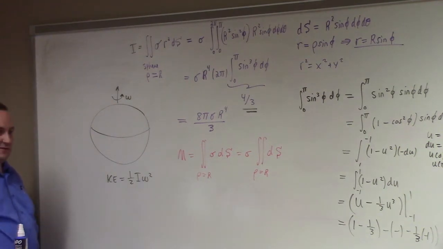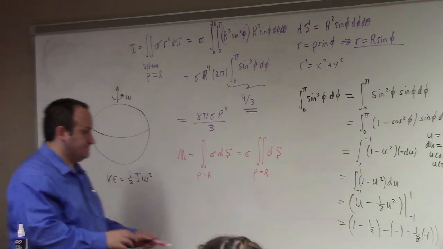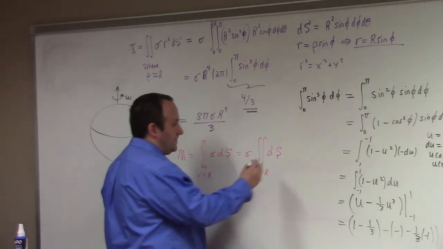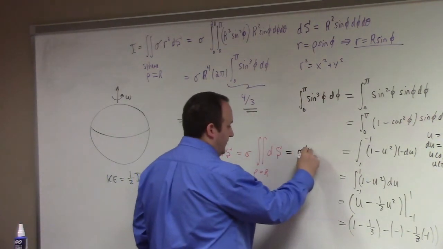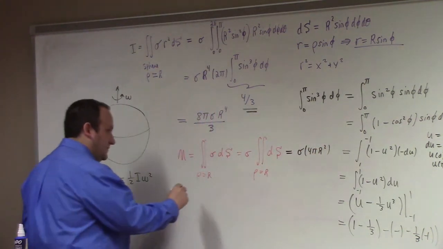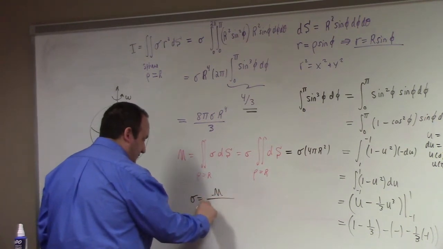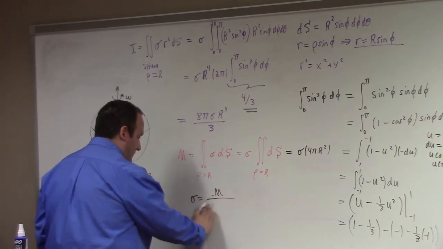We worked this out already, right? This is something you probably should know, especially for your physics course. What's the surface area of a sphere? Yeah, 4 pi r squared. So we can solve: sigma is equal to the total mass divided by the total surface area, which is 4 pi r squared.